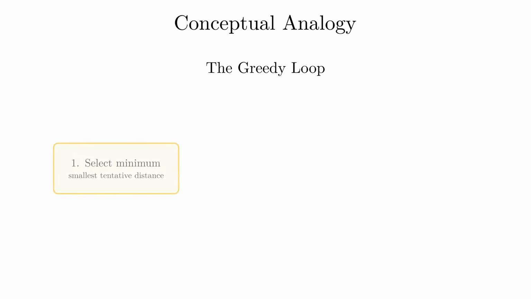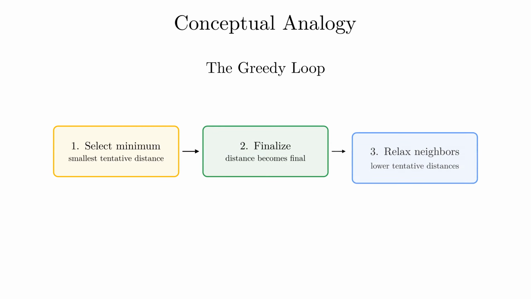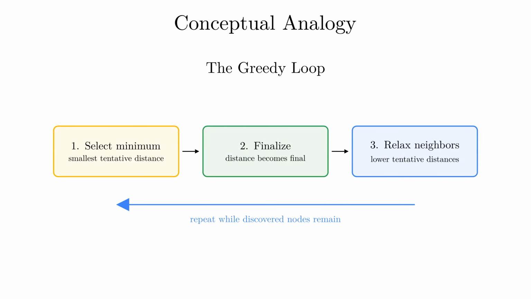Dijkstra's algorithm does not construct the entire shortest path at once. It incrementally expands a set of nodes with finalized shortest path distances by repeatedly selecting the not yet finalized node with the smallest tentative distance from the source, declaring that distance final, and then relaxing its outgoing edges to lower the tentative distances of its neighbors. Because all edge weights are non-negative, each greedy finalization is safe, and the finalized region expands one node at a time, like a wave moving outward.